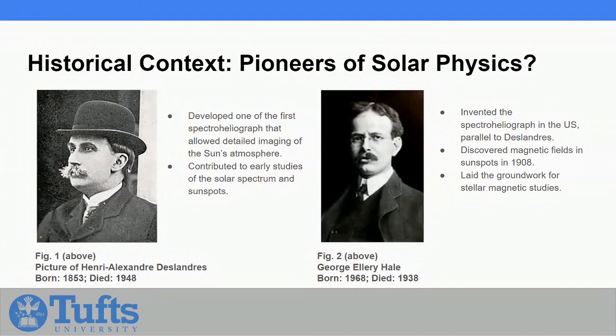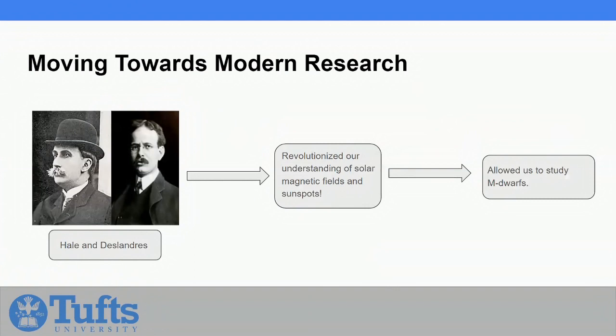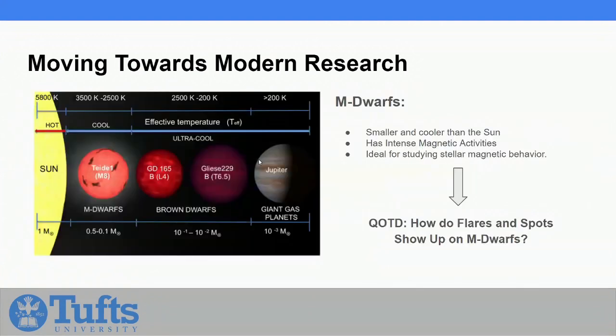Back in Hale's time, telescopes weren't as powerful as they are now, but his discoveries were a big deal, and they helped us start to understand not just our Sun, but other stars in the universe. Now, we use even better tools and technology to study stars, but we're still building on what Hale and other early astronomers started. As I mentioned earlier, we're going to talk about how we use what they discovered to learn more about flares and spots on M-dwarfs.